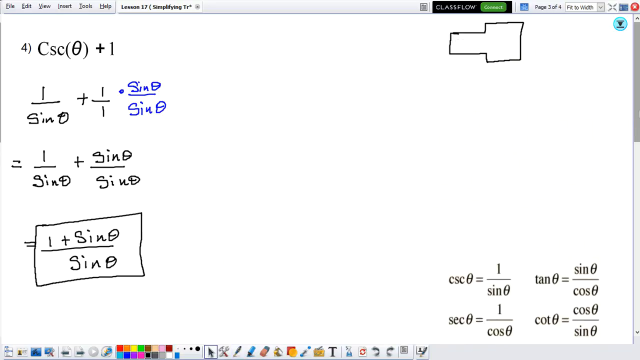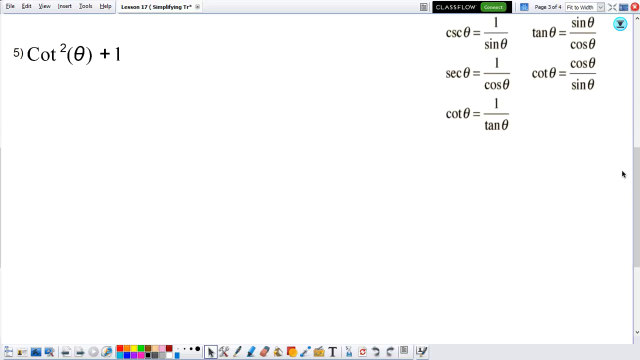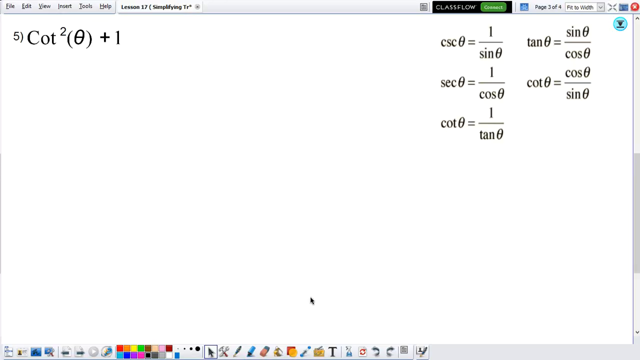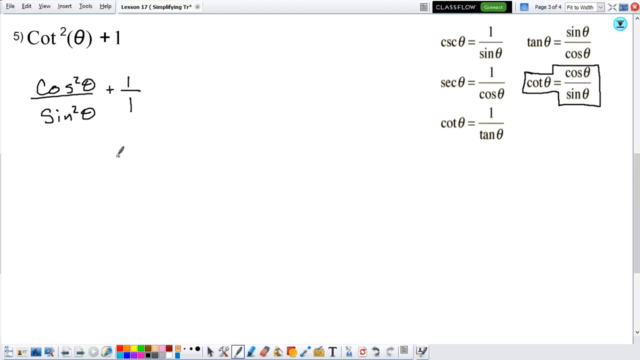Let's look at our last example here. Cotangent. So let's see. Can I rewrite cotangent? I notice that cotangent is cosine over sine. So that means that cotangent square is going to be the same as cosine square over sine square plus 1. Instead of writing 1, I'm going to write 1 over 1. So notice, if you're adding two fractions, they need to have the same denominator. Notice that the right one, the denominator is 1. I need to make it have the same denominator as the left side, so I need to multiply it by sine square, top and bottom.